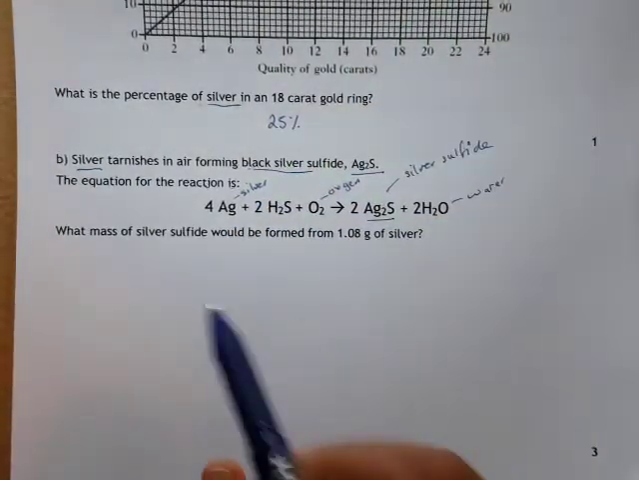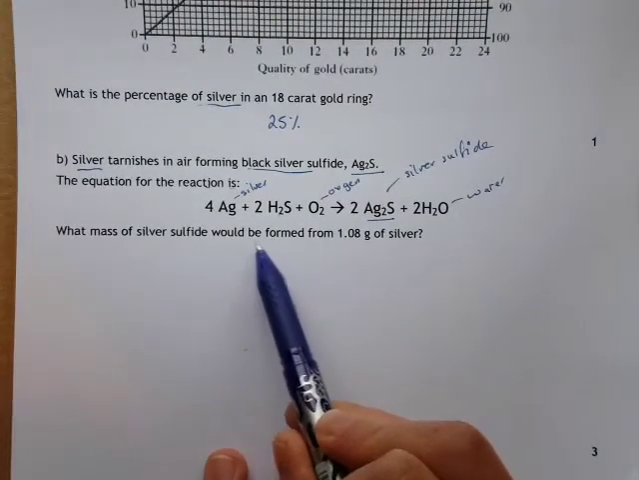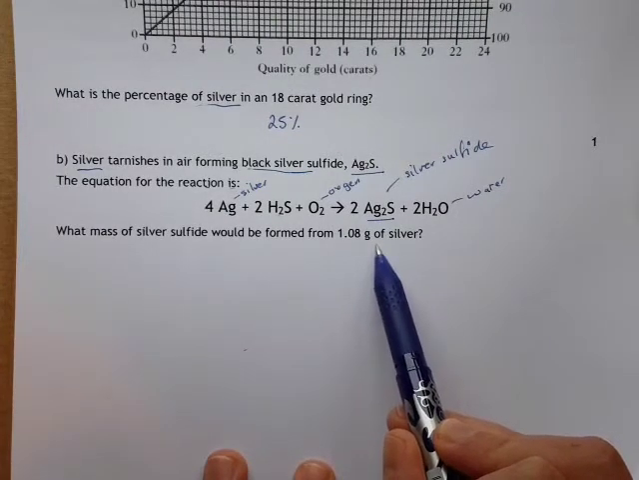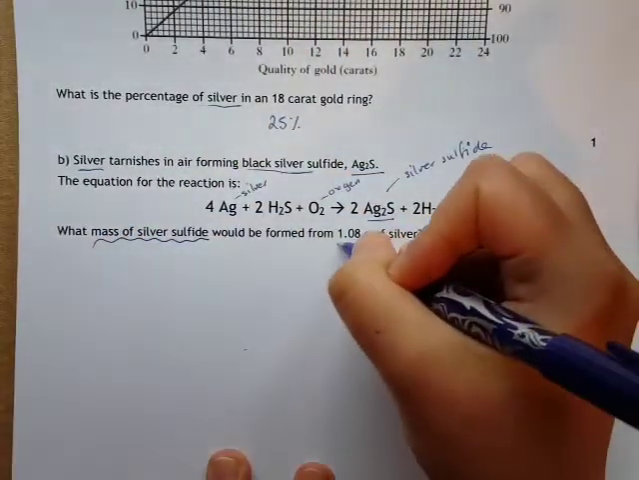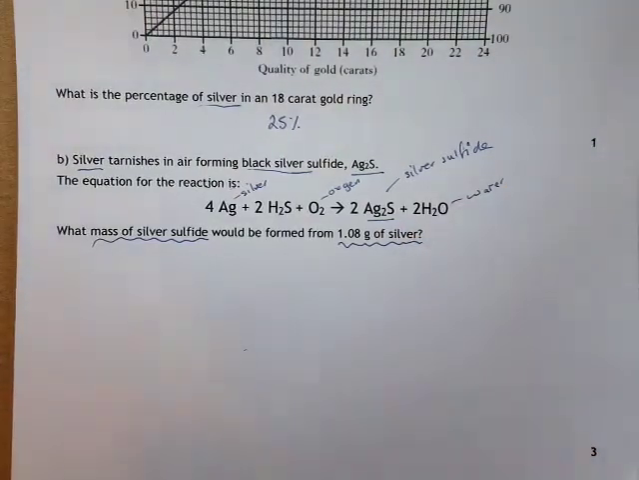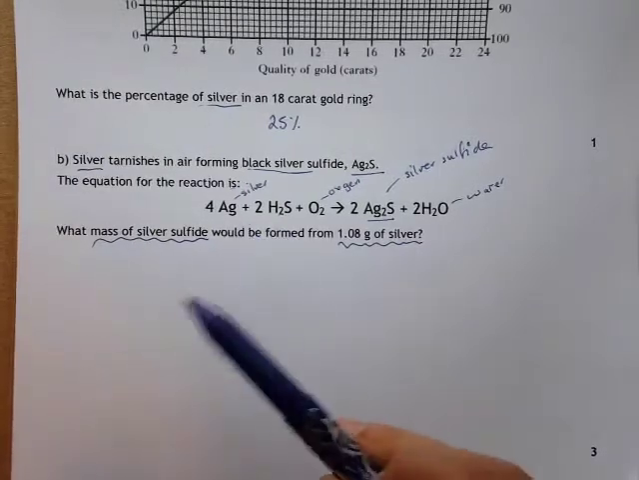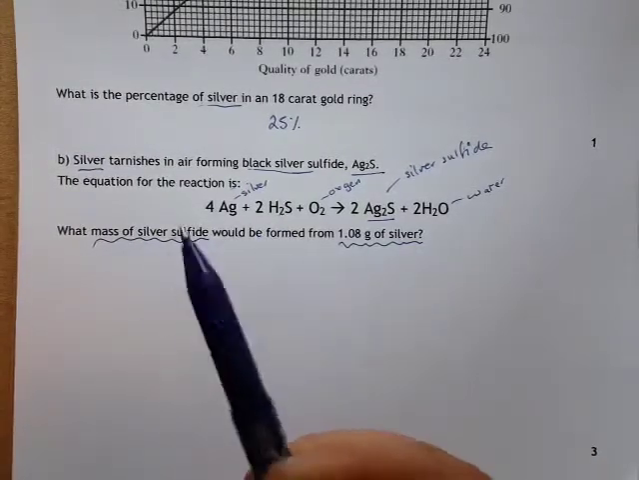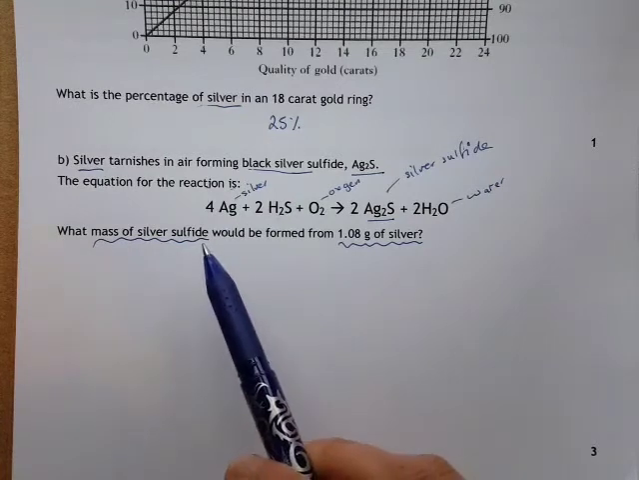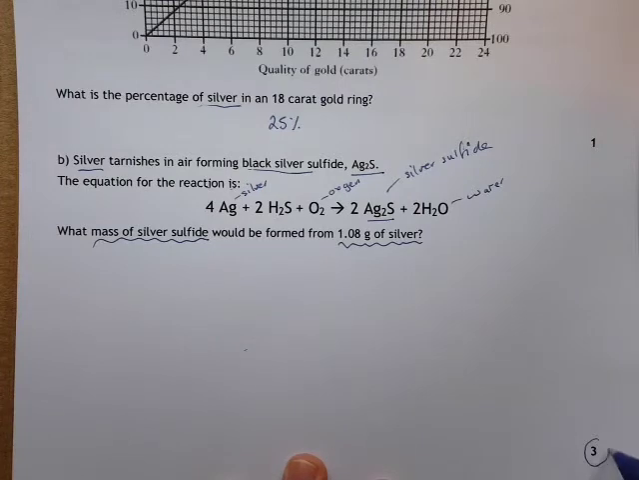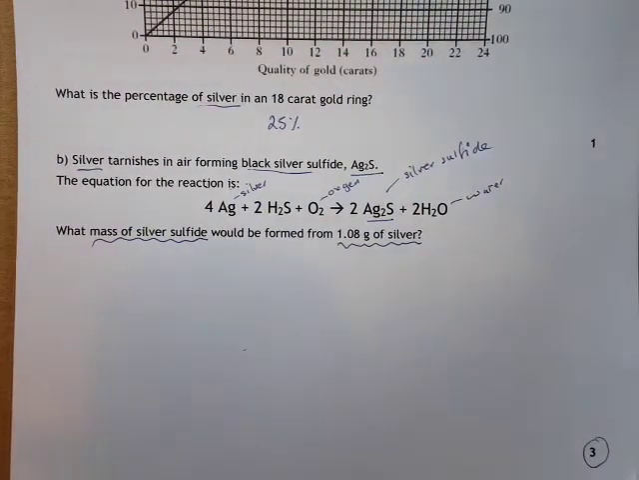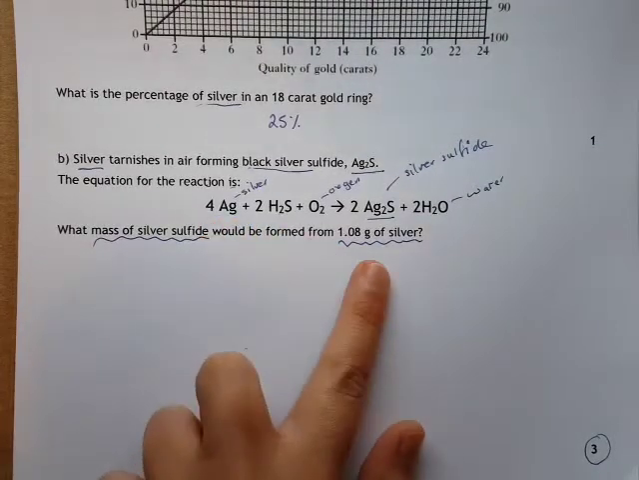And then the question says, what mass of silver sulfide would be formed from 1.08 grams of silver? So it's asking what mass of silver sulfide would be formed from 1.08 grams of silver. Now, the first thing with this type of question, we've got a balanced equation, and it's giving us some quantities. So this is suggesting to me, and this is also a 3-mark question. Whenever you see 3 marks, they're quite uncommon in National 5, and quite often a 3-mark calculation is going to be one of what we call calculations from balanced equations.